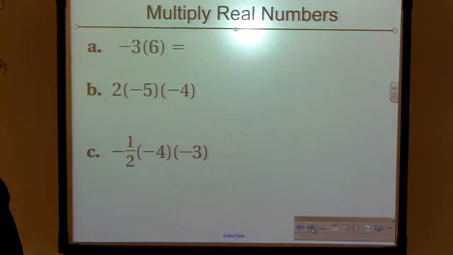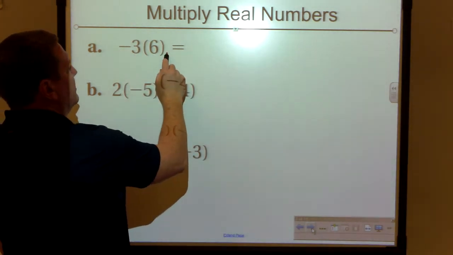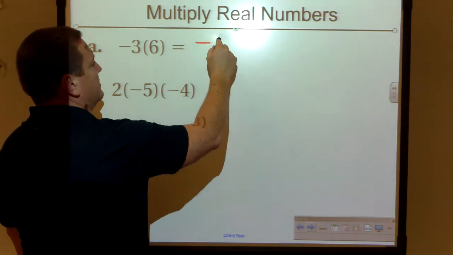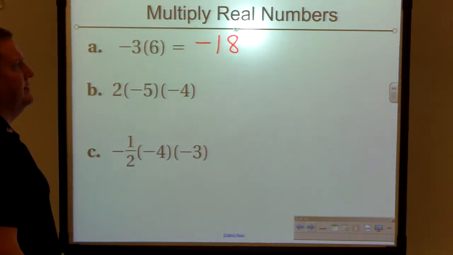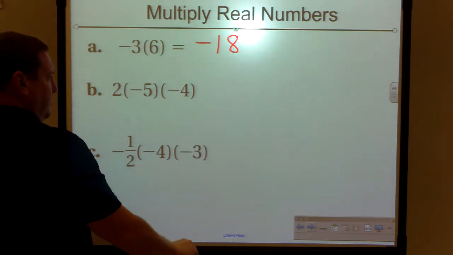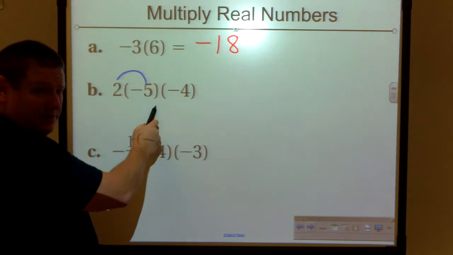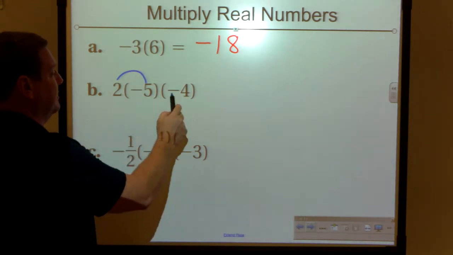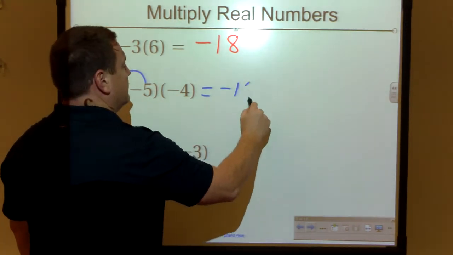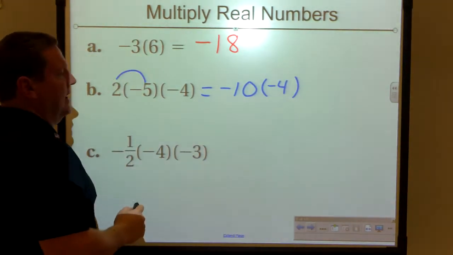We're going to go ahead and multiply real numbers. We've got a negative 3 times 6. Signs are different, so it's going to give us a negative answer, and that should be negative 18. Over here, we're going to multiply left to right, so we're going to multiply the 2 and the negative 5. Those signs are different, so it's going to give us a negative, but 2 times 5 is still going to be 10, so it's negative 10, and I'm going to multiply that by the negative 4 now.